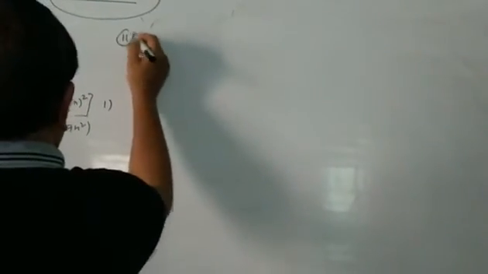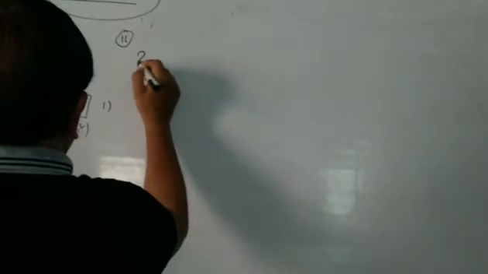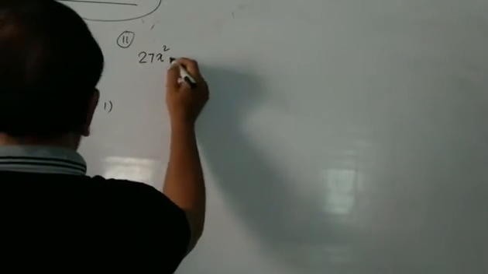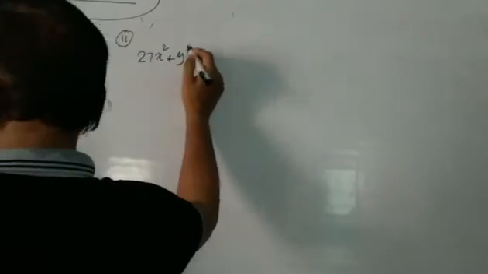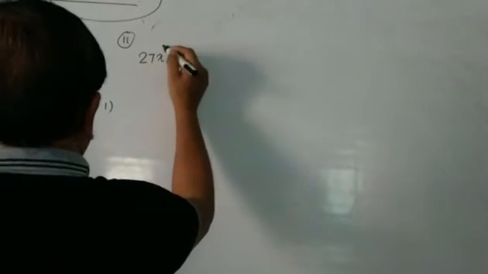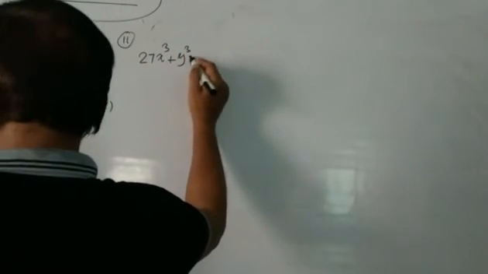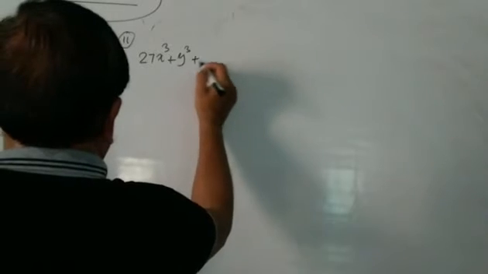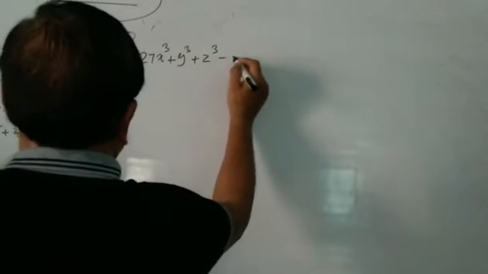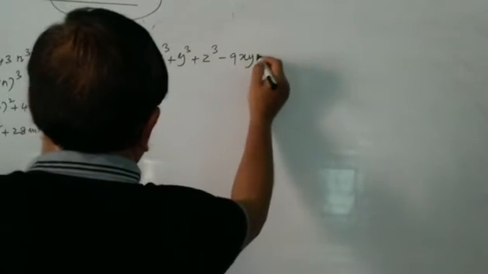Number 11. Factorize 27x cube plus y cube plus z cube minus 9xyz.